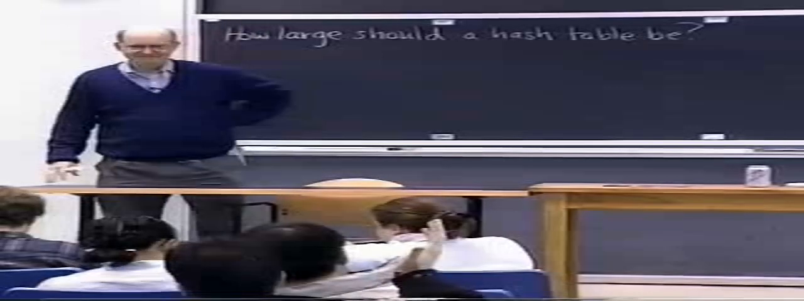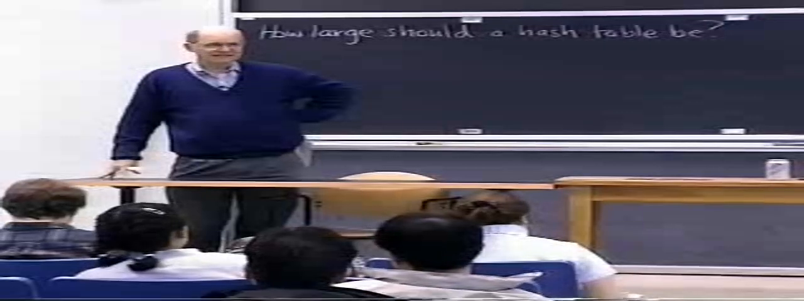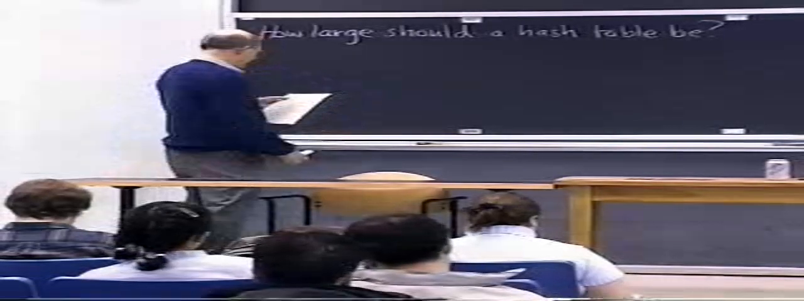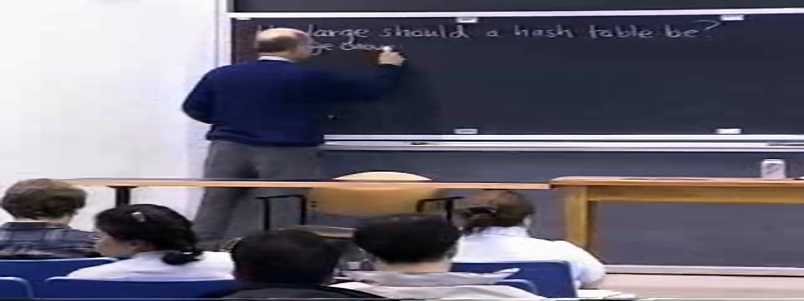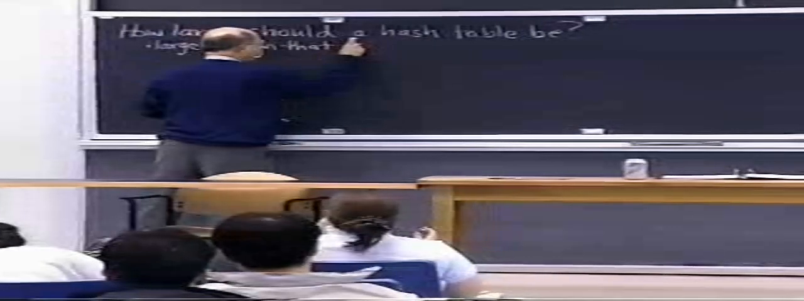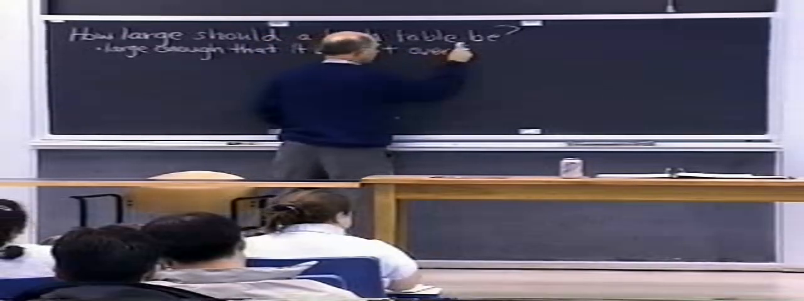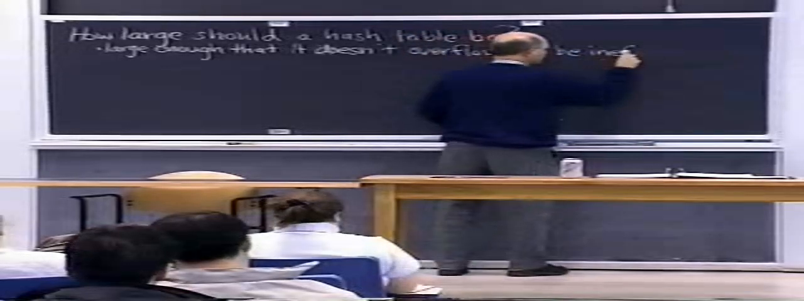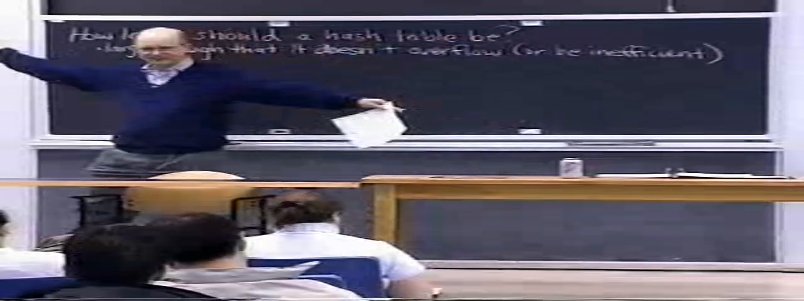Any ideas? Yeah. Slightly larger than the expected number of elements during the pool? Yeah, so it could be big enough, but not too big, right? So, large enough that it doesn't overflow or be inefficient. That's part of it. Okay, so I'll just make a huge hash table.